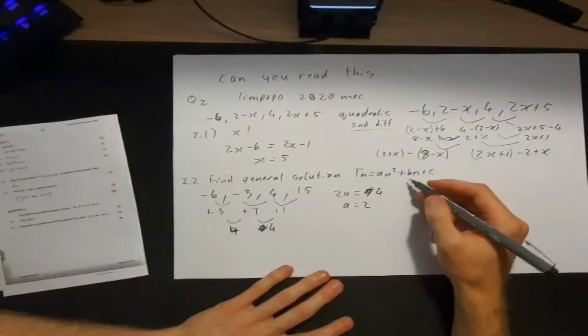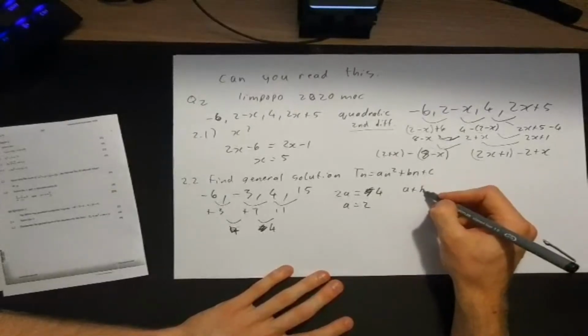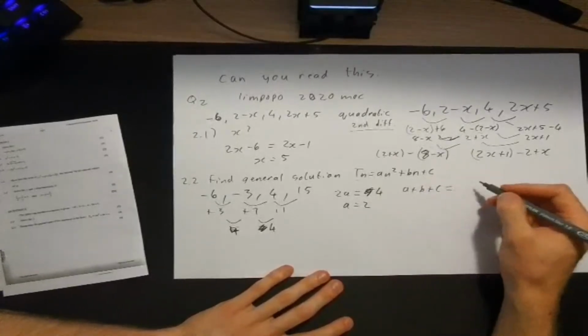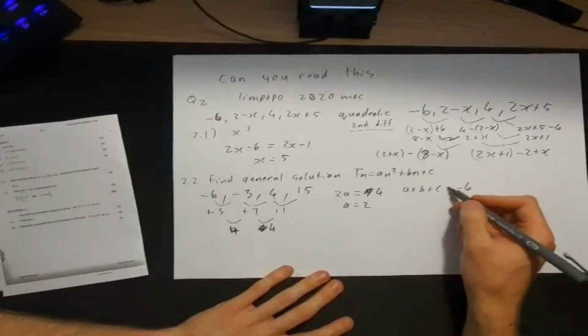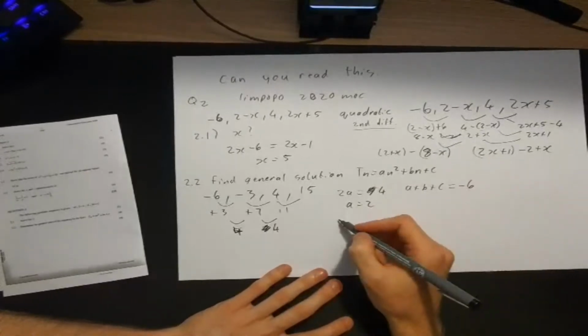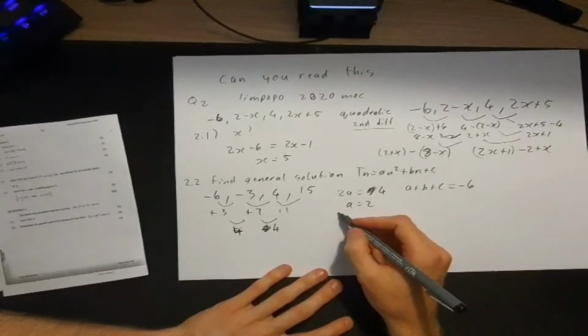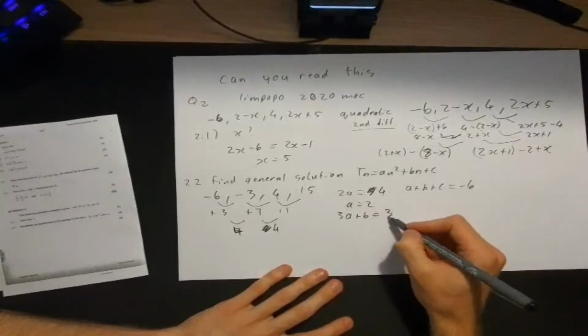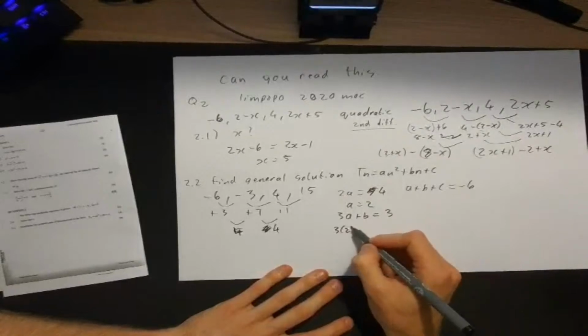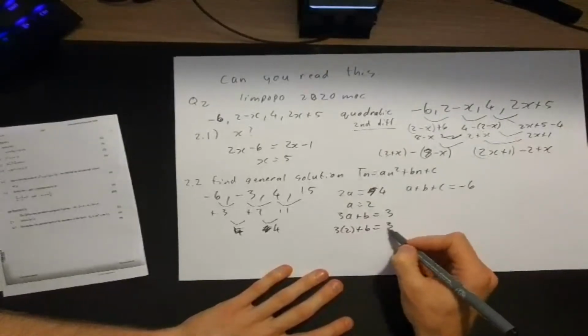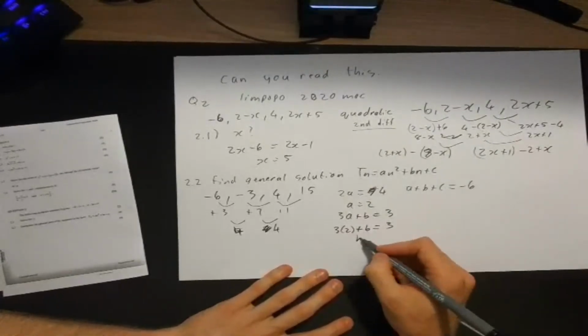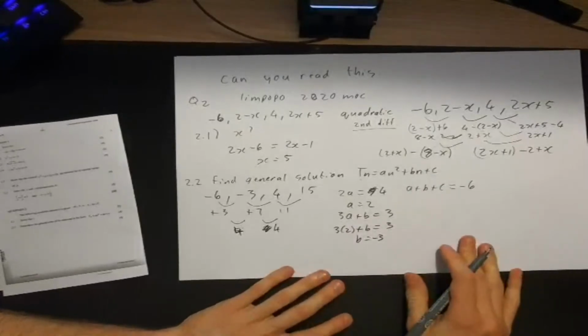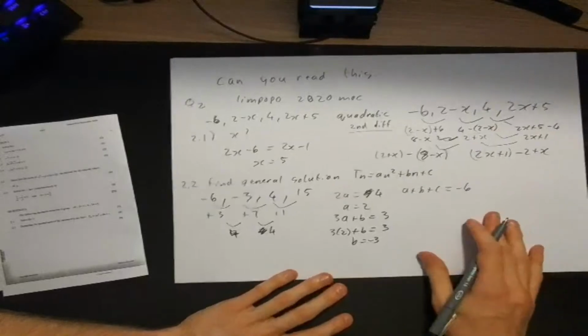Okay, then we know that a plus b plus c equals our first term, which is minus 6. But we need to find b first. So b is given as 3a plus b equals your second difference, which is 3. So we're going to have 3 times 2 plus b equals 3. So b equals negative 3. Okay, 2n squared minus 3n. Perfect. I'm liking that. Well done.